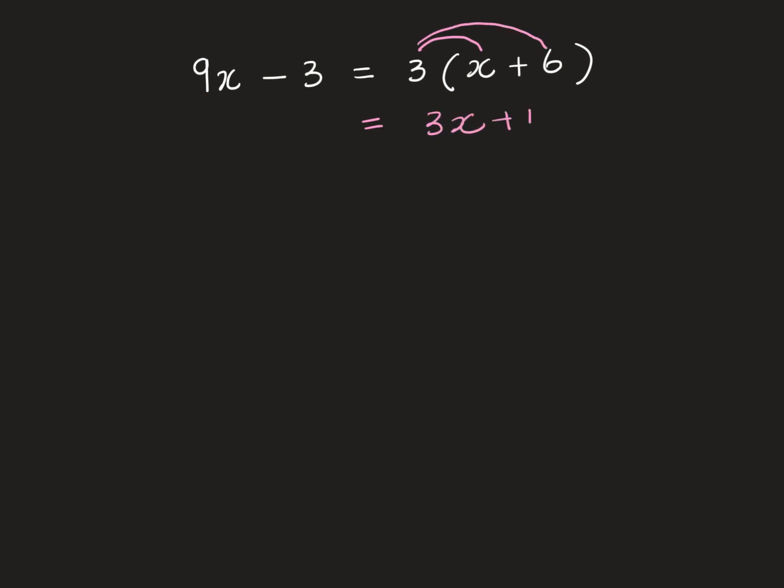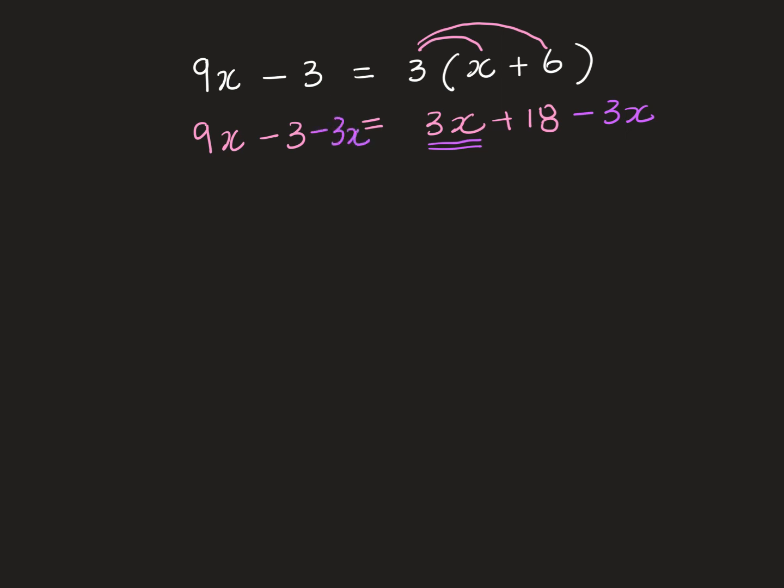Why don't you have a go at this one? Begin by expanding out the brackets. Press pause. Okay, 3 lots of x is 3x plus 3 lots of 6, which is 18. Same thing over here. What am I going to do? What do I want to get rid of? I want to get rid of this 3x here. So I'm going to take away 3x from both sides.